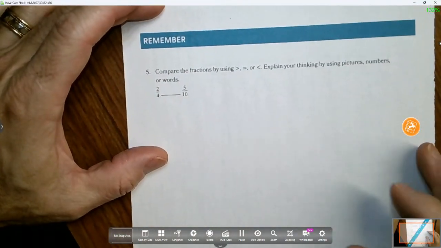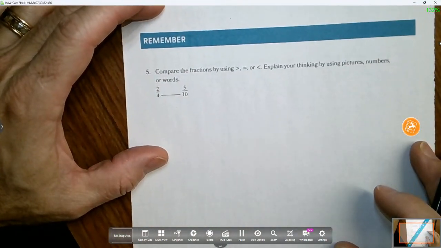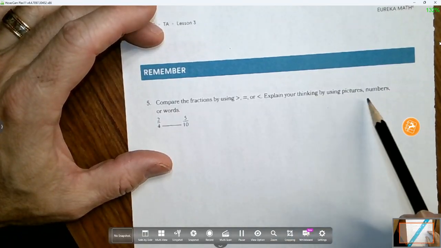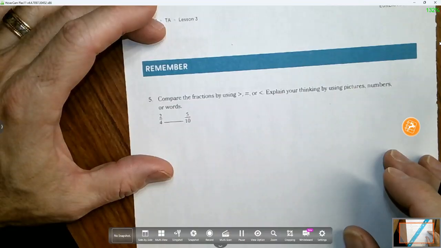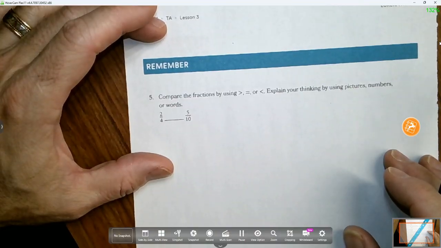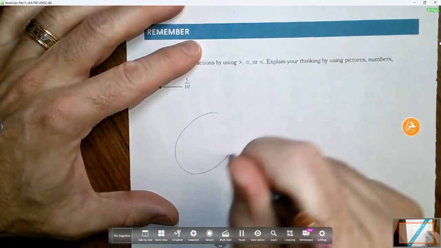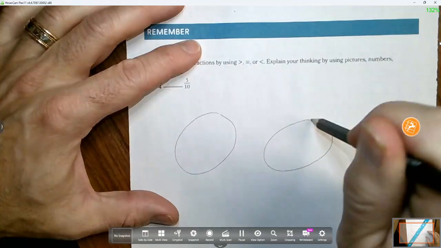On the back, compare the fractions by using greater than, less than, or equal to. Explain your thinking by using pictures, numbers, or words. Okay, well, we got to say is 2/4 greater than, less than, or equal to 5/10. I always, with fractions, if I can, it comes back to pizzas.